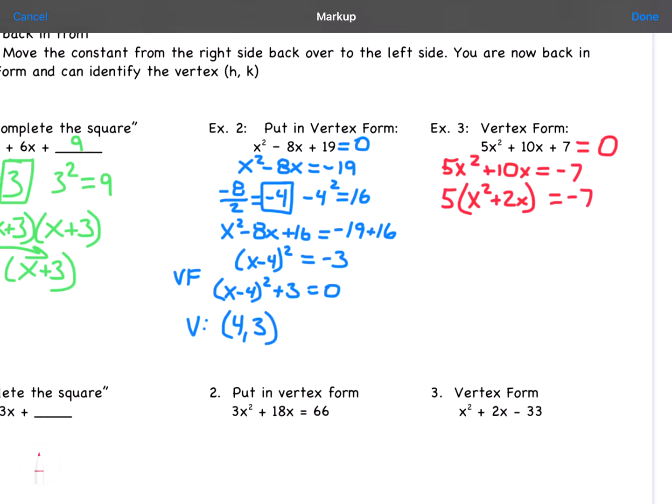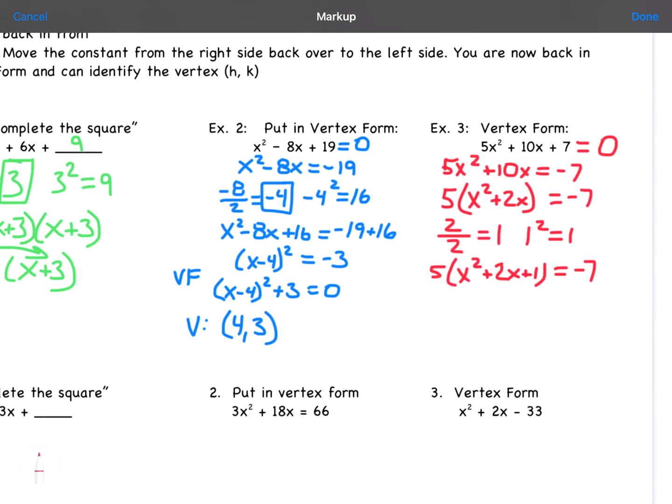So you can see we took out a 5 from the 5x squared and from the 10x. And so we're left with x squared plus 2x. So now our b value in this case is 2. So we need to divide 2 by 2, which gives us 1. And when we square 1, that's still just 1. So we need to plug that in inside the parentheses. So on the left-hand side, you would have 5 times the quantity x squared plus 2x plus 1, and it equals negative 7.